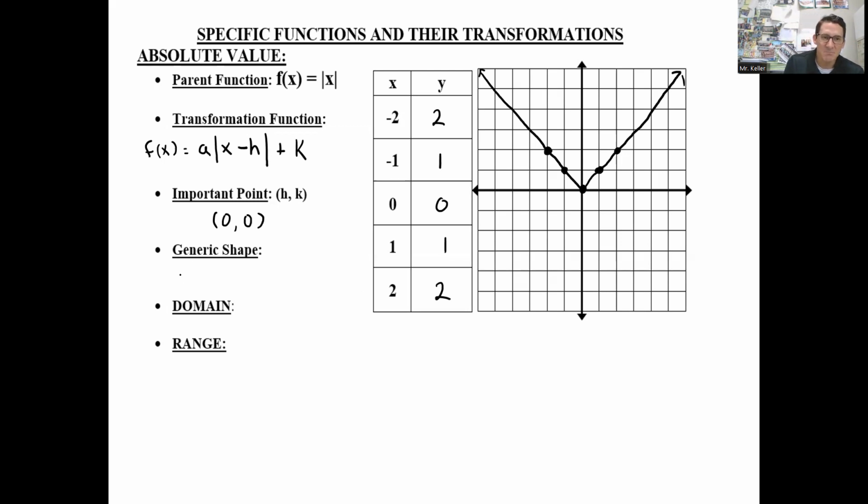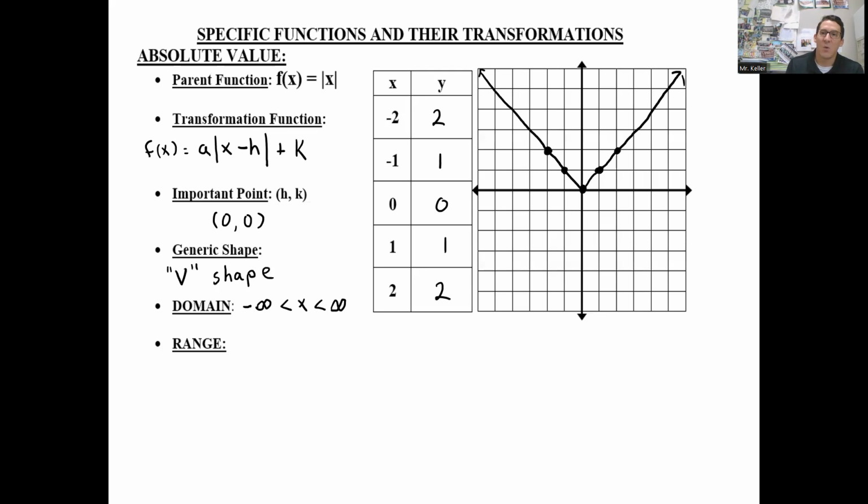The generic shape, obviously, is a V shape. The domain, if you remember, is possible x values. We can use any x value we want in this function. So I'm going to write this as an equality. It's going to go from -infinity to +infinity. X can be any of those.